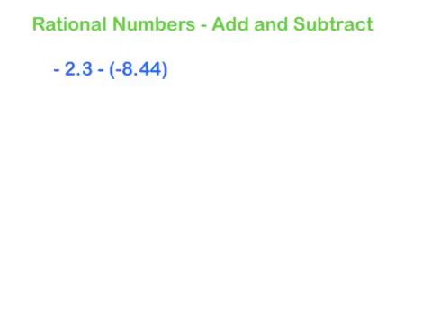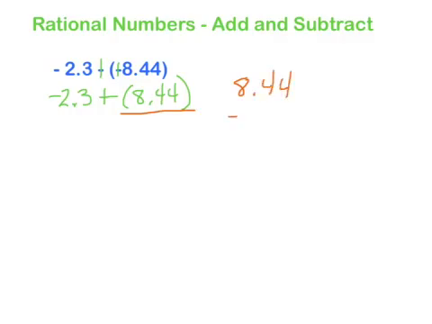For subtraction, you want to change your subtraction to addition and change the sign of the second number. So negative 2.3, the first one stays the same, plus a positive 8.44. Now we're going to work this problem. You can see that we have more positives than negatives, so I'd underline the one you have more of. Our signs don't match, so we're going to have to find the difference.